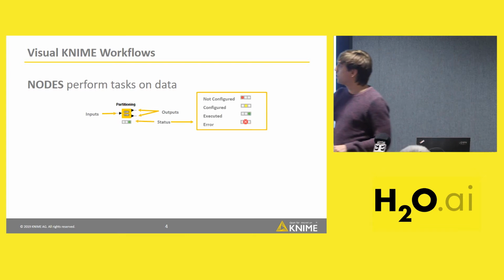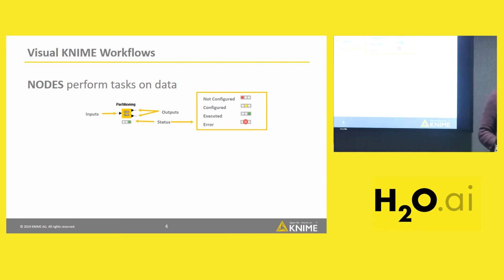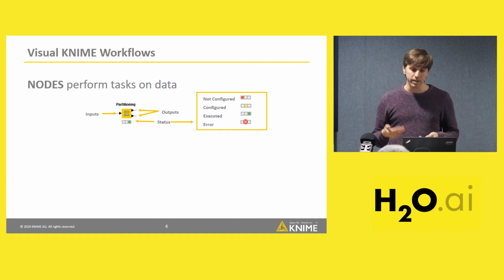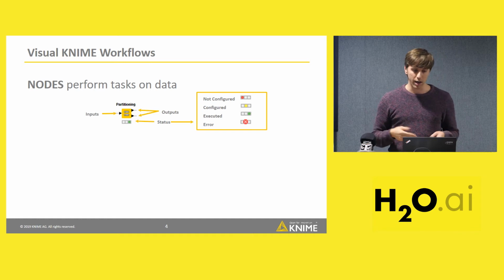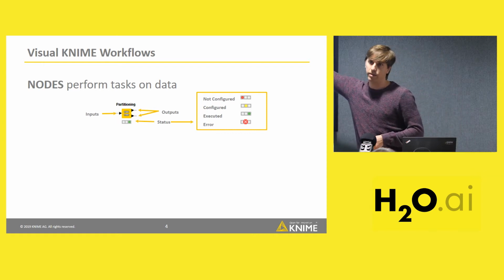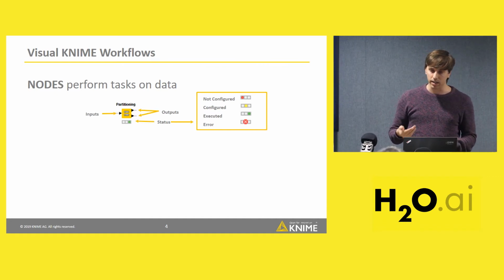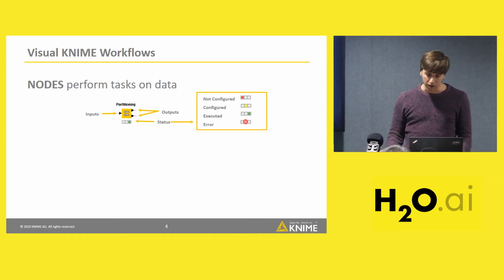Additionally, there's a light below which indicates the status of the node. So you have to configure a node here, for example, how big should the partitions be? And if it's not configured, there's a red light, so you cannot execute it. It cannot perform its task. So you go into the node dialog, set the parameters, and then it's configured. The light changes to yellow, and then it's ready to run. And if it's executed successfully, the light will change to green. And if it runs into an error, you get this big error sign and the descriptive error message, and then you can start debugging.